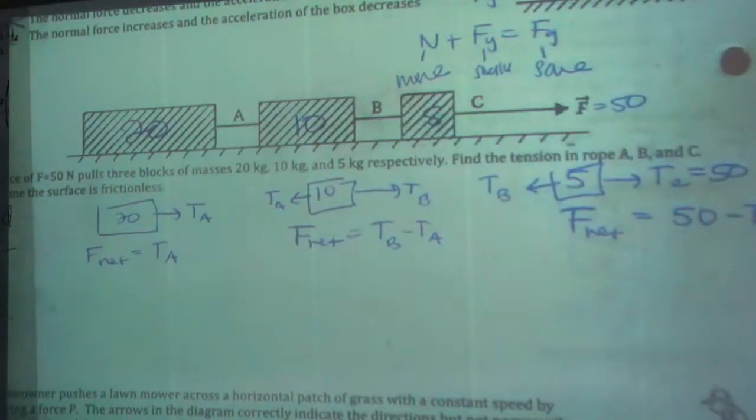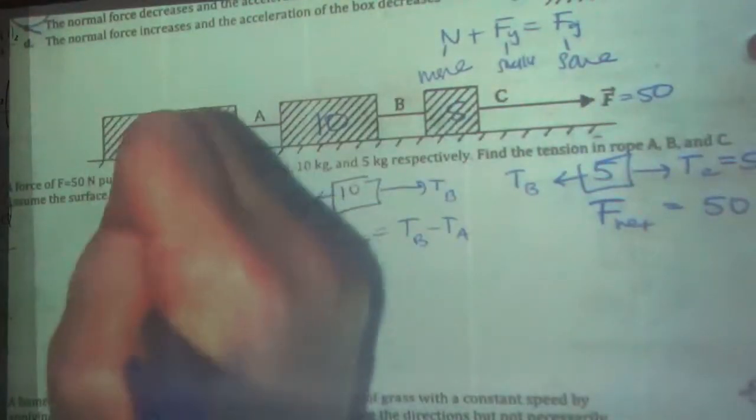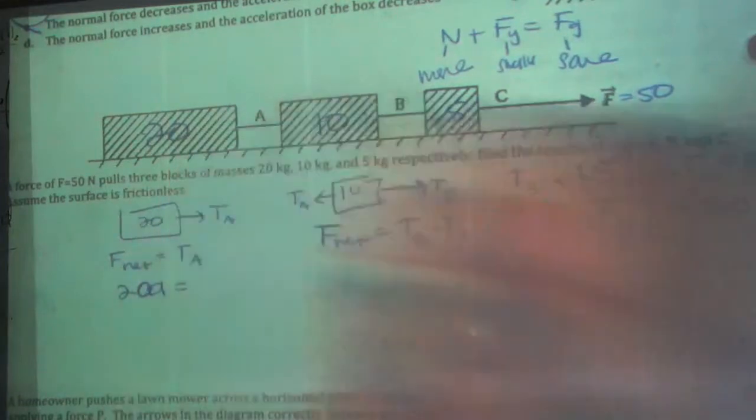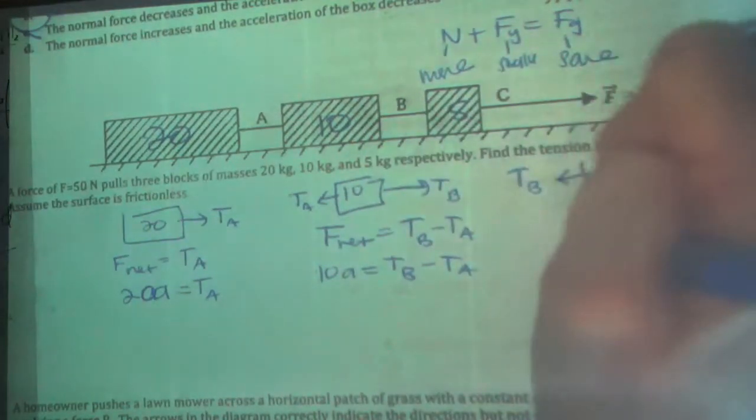Now these do not all have the same net force. They have the same acceleration because they're physically connected, but they have different masses. So I'm just going to replace my net force with mass times acceleration. So 20A, 10A, and then 5A.